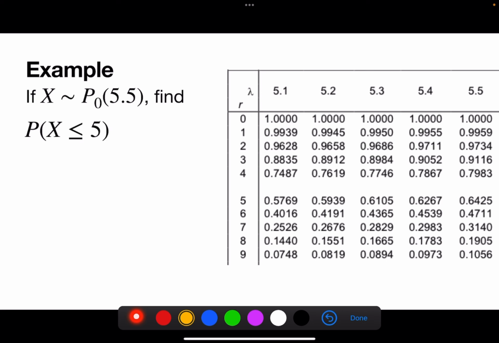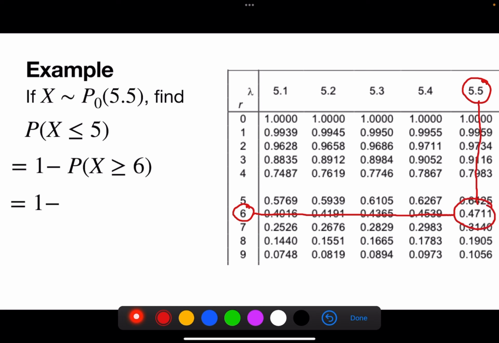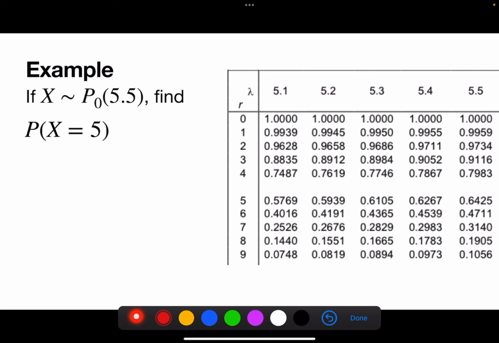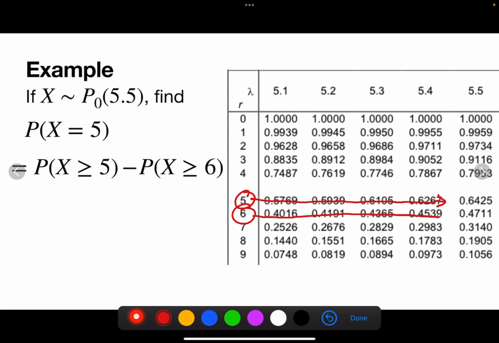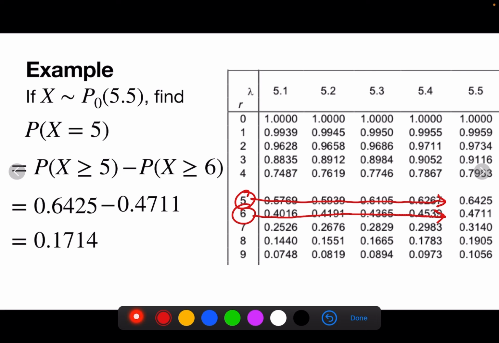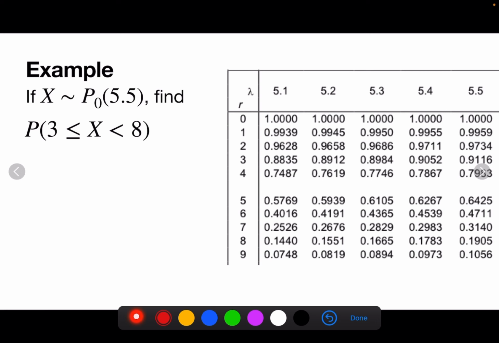Find the probability of x less than or equal to 5. Can our table find this value? No. So it is 1 minus. What is the number after 5? 6. This is 5.5, x greater than or equal to 6 here: 0.4711. So 1 minus 0.4711 is 0.5289. Probability of x equals 5: probability x greater than or equal to 5 minus the number after 5, which is 6, probability of x greater than or equal to 6. We found these two values already. 0.6425 minus 0.4711 gives 0.1714.